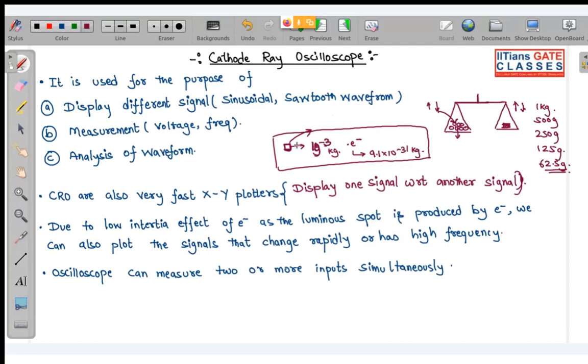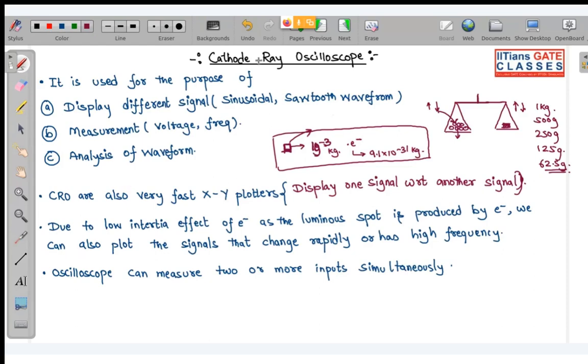So if you want to stop this mass or body, you will require a very high amount of energy. But if you want to stop or deflect this electron, you will not require that much energy compared to this.